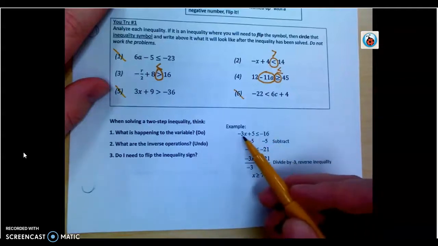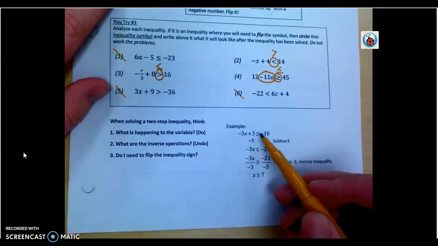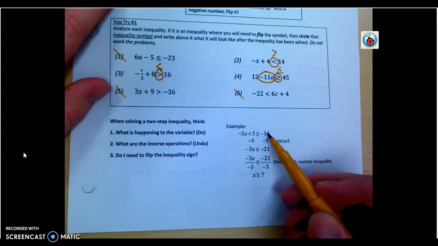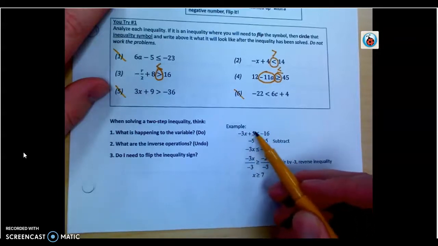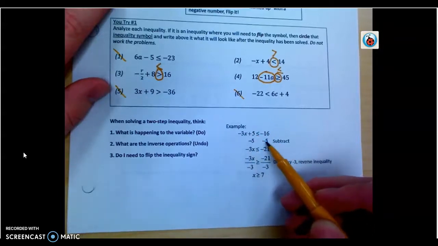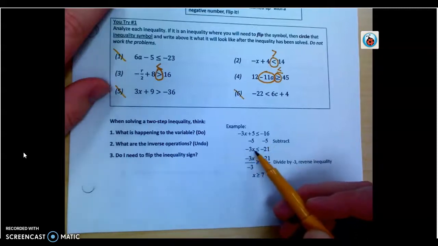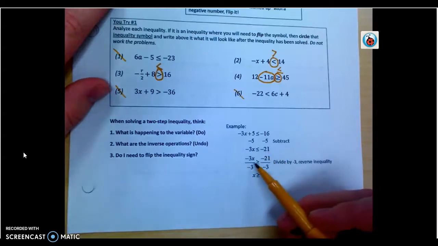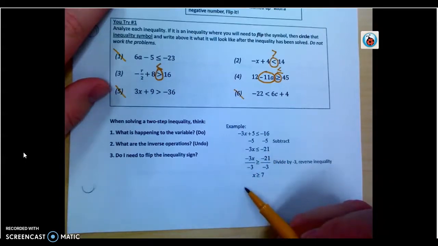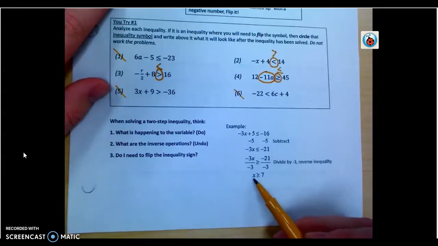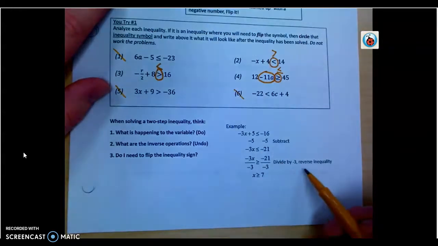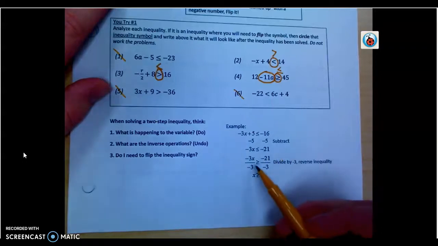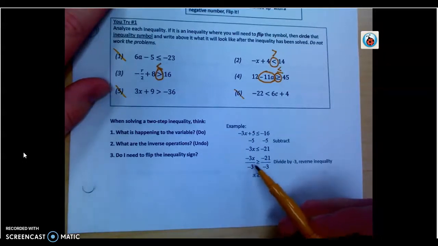So in this example, you see we have negative 3x plus 5 is less than or equal to negative 16. Your first step is to undo the plus 5 by subtracting 5. And you get negative 3x is less than or equal to negative 21. We divide both sides by negative 3, and we get x is greater than or equal to 7. We had to reverse the sign, or flip the inequality, because we divided by a negative 3.